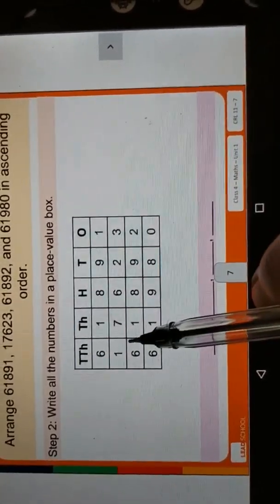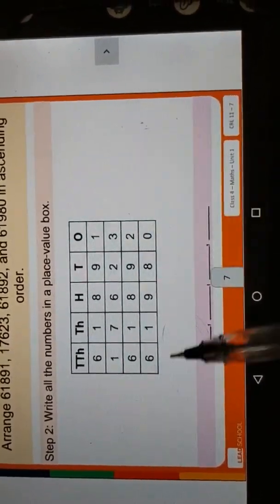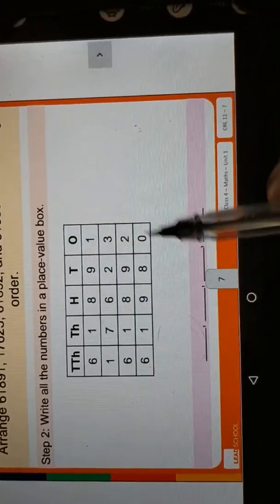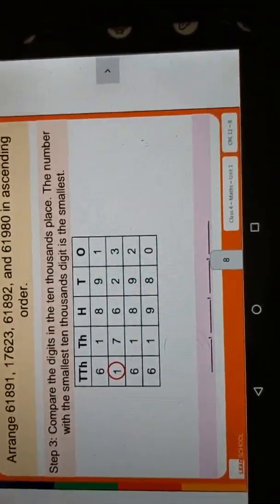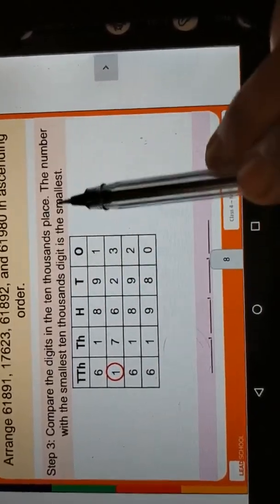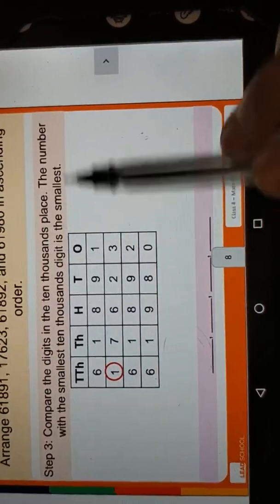Instead of that, we have to write the numbers: 61,891, 70,623, 61,892, 61,980, and then compare the digits in the 10,000 place, the number with the smallest digit is the smallest.